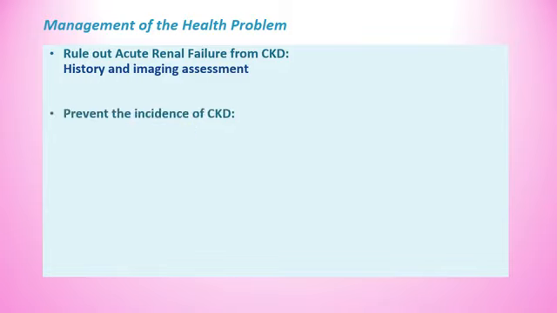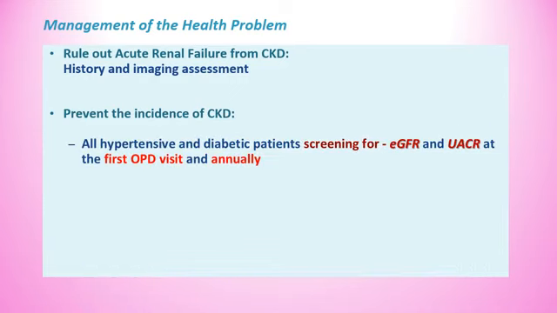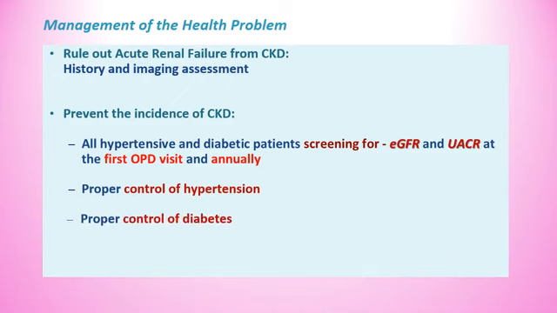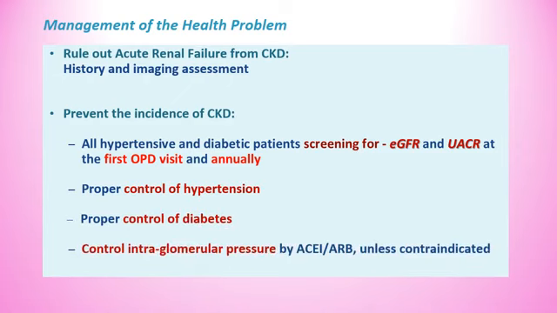Now come to the prevention of incidence of chronic kidney disease. How can we prevent the CKD onset? First of all, hypertensive and diabetic patients should be screened for eGFR and urinary albumin creatinine ratio at the first OPD visit and annually. And then proper control of hypertension, if any. Proper control of diabetes, if any. And last not the least, control intraglomerular pressure by ACE inhibitor or angiotensin receptor blocker unless it is contraindicated.